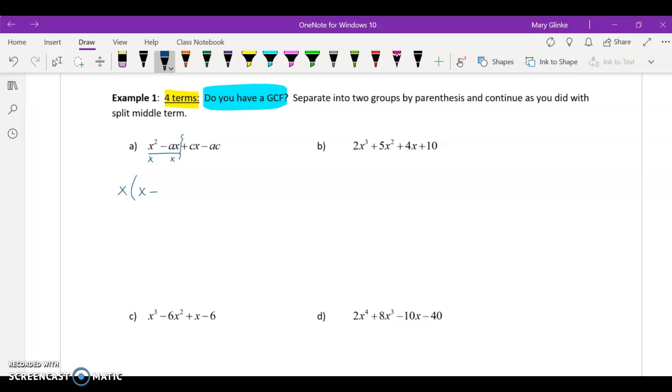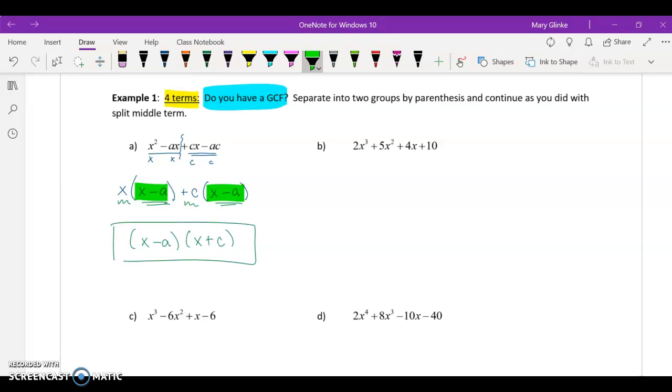So we are left with x minus a when we do that. The next 2 terms have a c in common, so we're going to factor out a positive c. When we divide by c, we get x minus a. Now, as before, these groups have to be the same. So the x minus a is going to be one of our factors because we're going to factor out the x minus a, and the other factor would be x plus c. If your groups aren't the same, that means something went wrong or it's not factorable, one of the two.